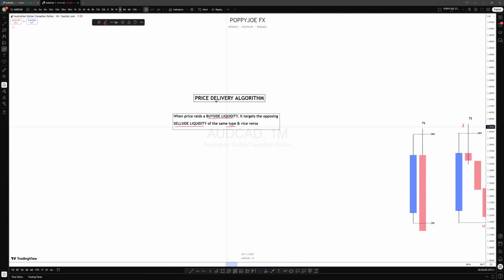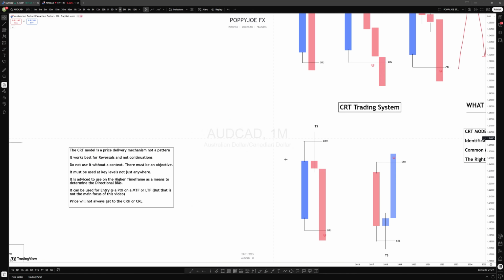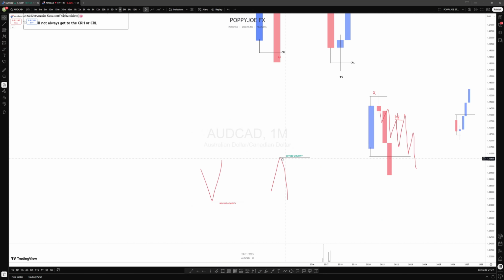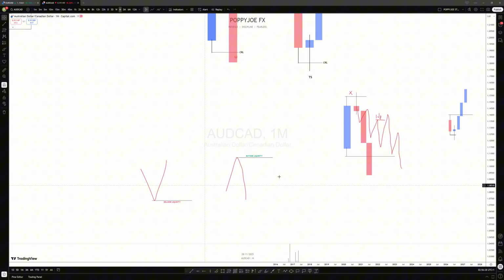What I'm saying is, first, where can we find buy side liquidity? The simplest place to find it is above a swing high. We can find buy side above a swing high, and sell side below a swing low. It's a rule that has been set, and it's clear and well defined. Buy side liquidity rests at the highs, sell side liquidity rests at the lows.